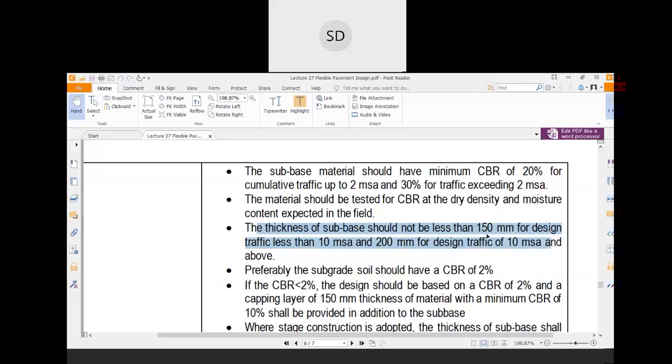Okay, so that is the thickness. So if your design traffic is less than 10 MSA, then 150 mm thickness is required, and if it is more than 10 MSA, in that case 200 mm thickness is required.